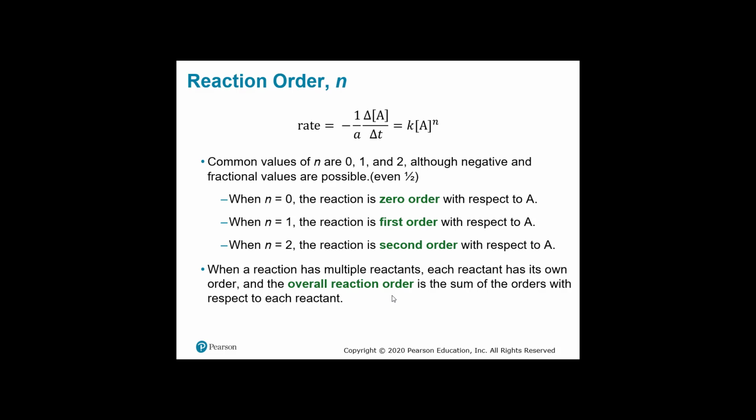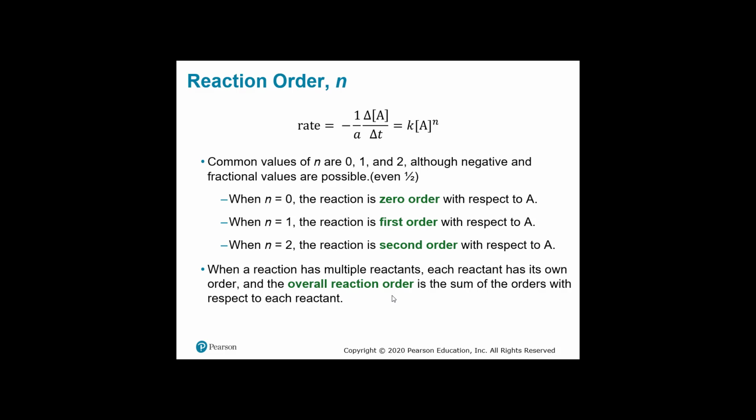So reaction order n. Common values of n are 0, 1, and 2. You can even get a 1/2, although negative and fractional values are possible. So if you get a 1/2, it is possible to have a 1/2. We just tend to focus more on the whole numbers. When n is 0, the reaction is zero order with respect to A. When n equals 1, the reaction is first order with respect to A. And when n equals 2, the reaction is second order with respect to A. And we're going to break these down.